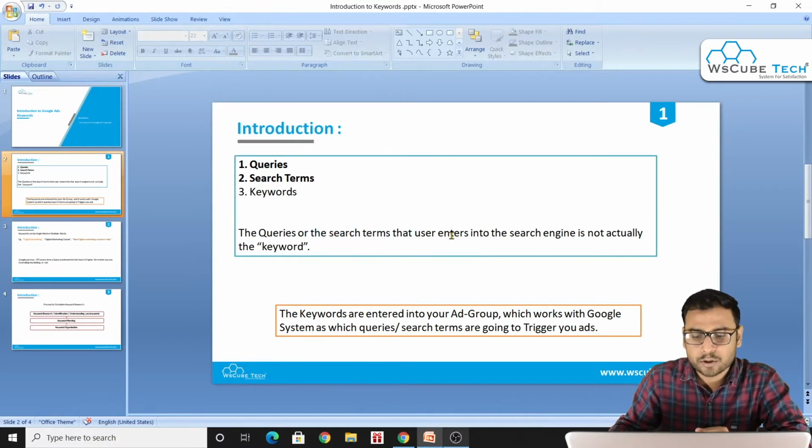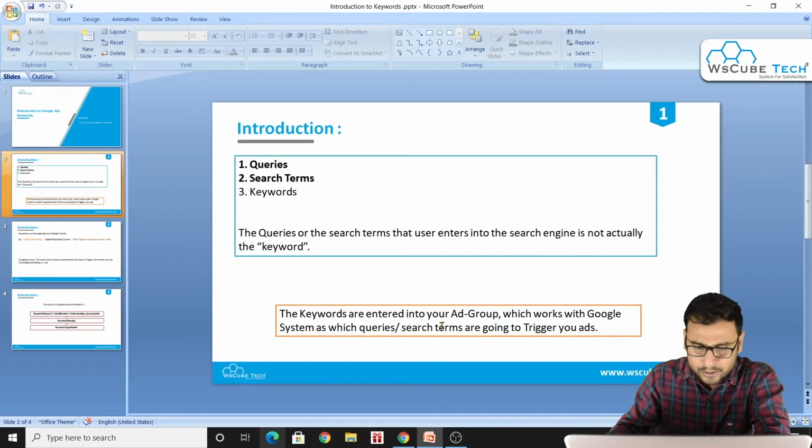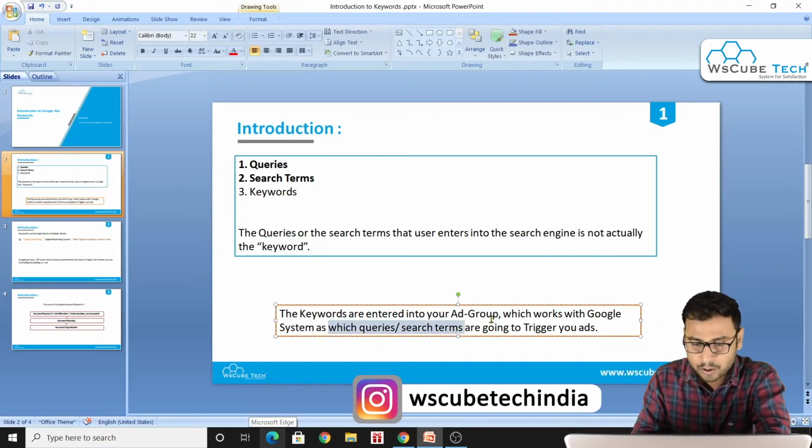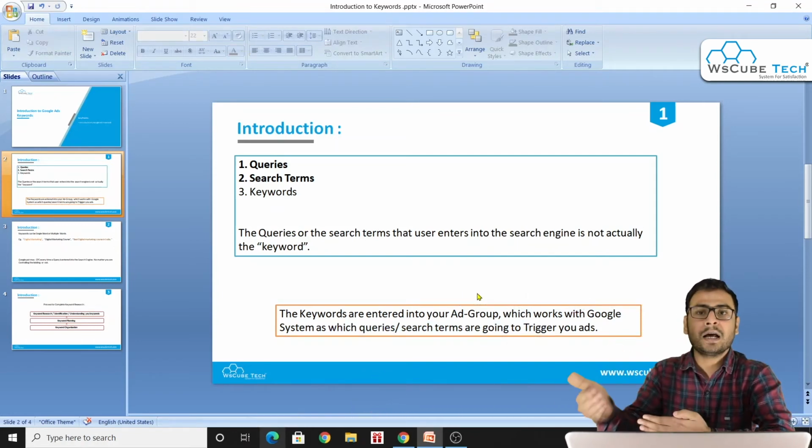The query or search term that a user enters into the search engine is not actually the keyword. The keywords are entered in your ad group, and they work with Google's system to decide which queries and search terms are going to trigger your ad, right? So it is all about the mapping of queries and keywords.